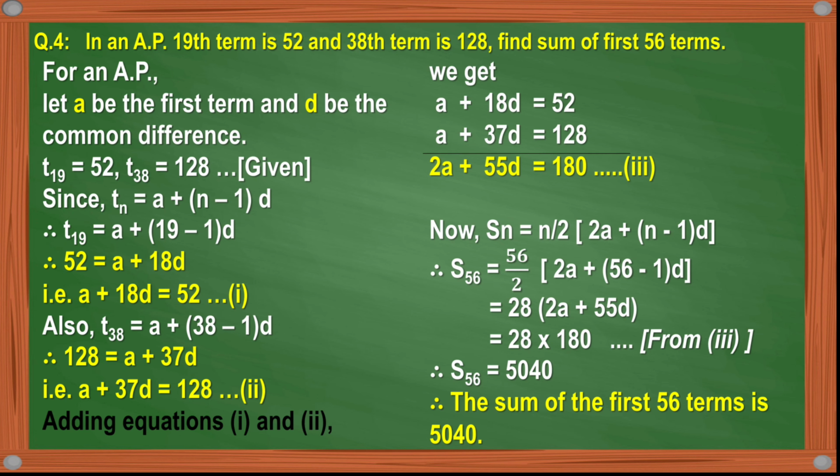So you should understand now, when A and D are not given, and instead the value of another term is given, you can use that term to make the linear equation, find out the values of A and D, and put them in the formula. Let us see the next question.